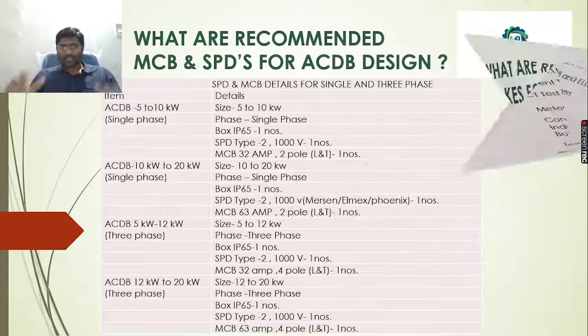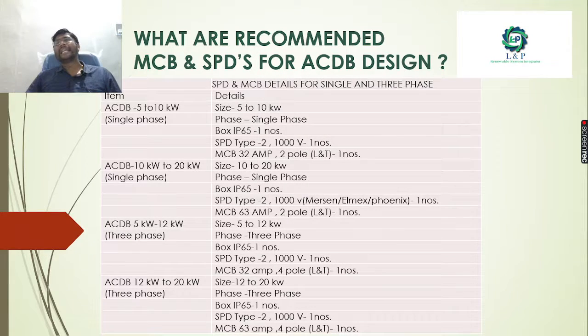And what are the important specifications? If you plan to design an ACDB of 5 to 10 kilowatt single phase, mostly the SPD we can use is type 2 SPD, 1000 volt. MCB you can use 32 amps, 2 pole, LNT make.